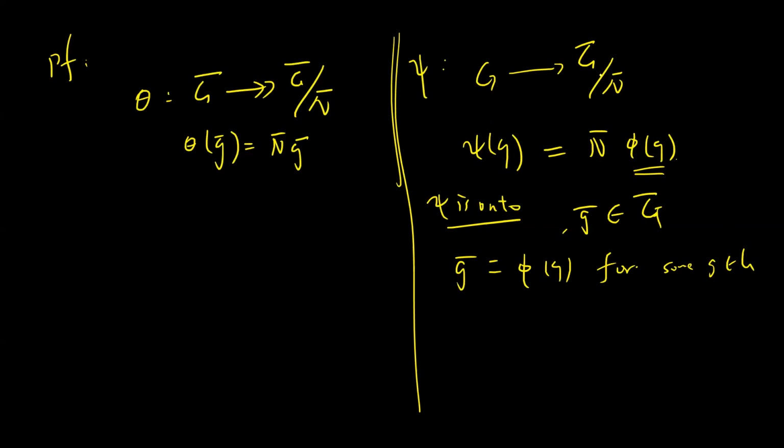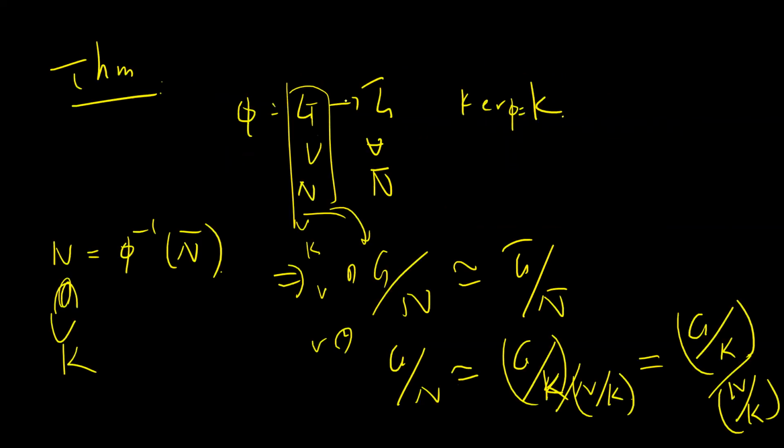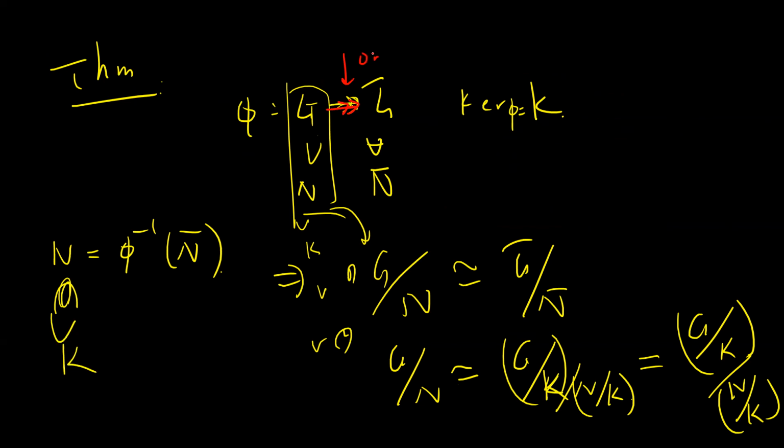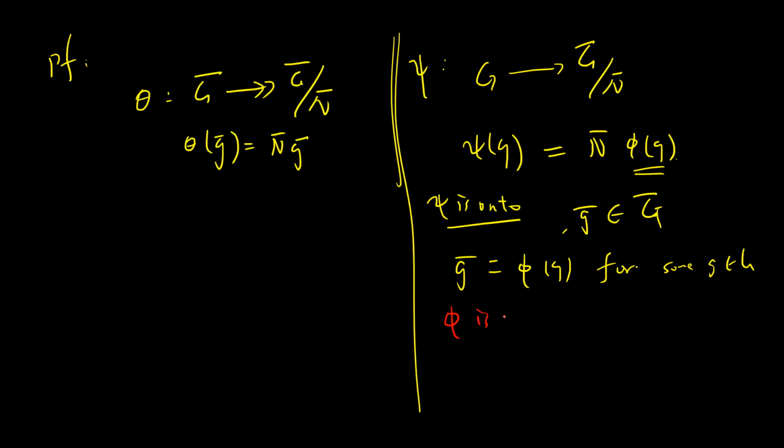Why is psi onto? Because N bar will map to something called N. By the way, we need to make an assumption that this is onto, so the map from G to G bar must be onto. Sorry about this, I forgot this assumption. So this map must be onto. Now we can use that phi is onto.